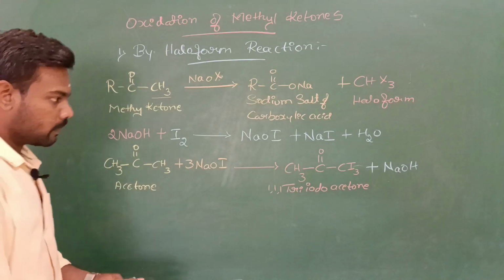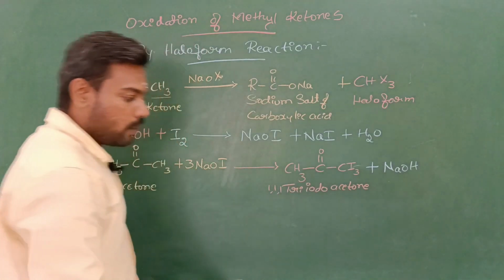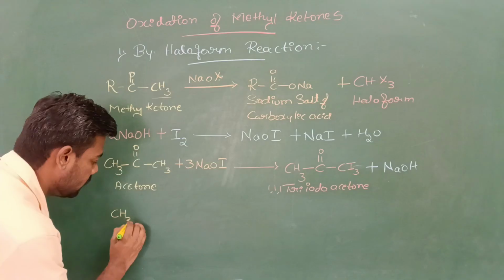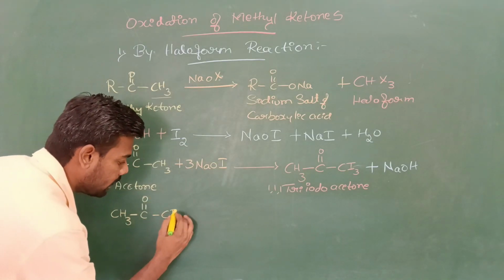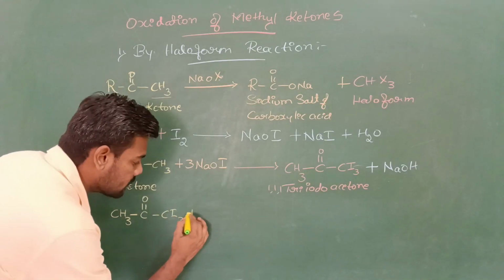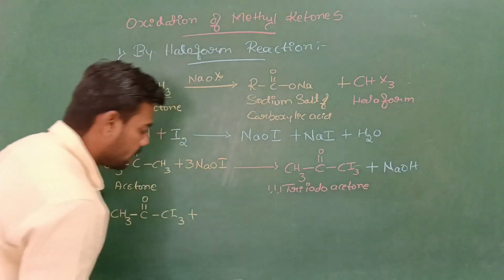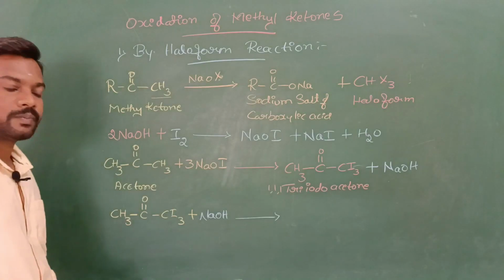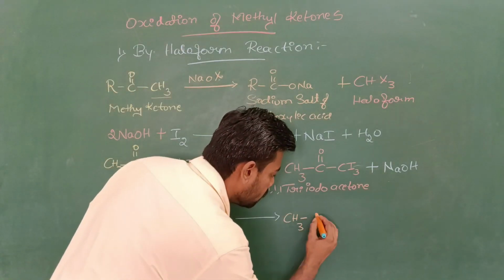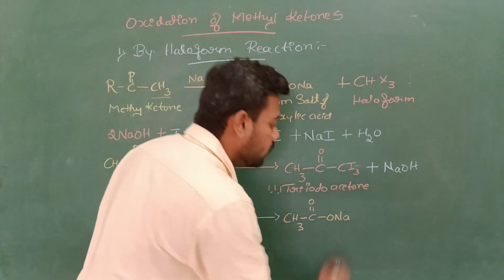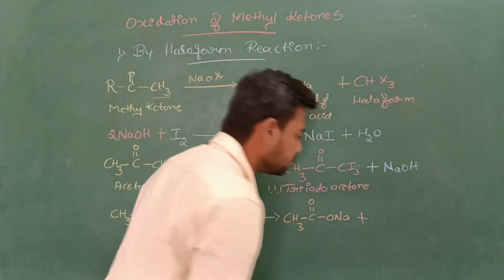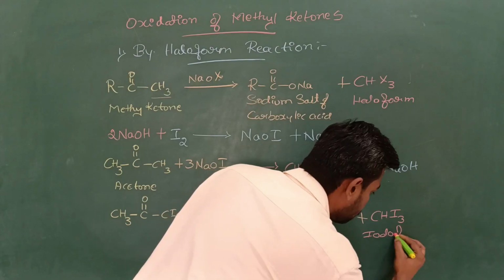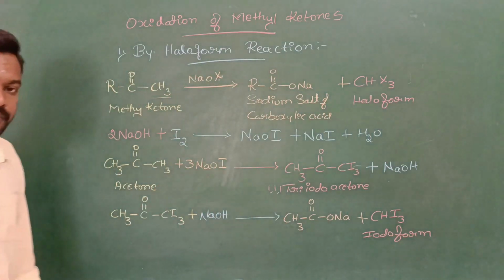Next we have this 1,1,1-triiodoacetone. We write here CH3 single bond C double bond O single bond CI3, which on reaction with sodium hydroxide forms sodium salt of carboxylic acid and CHI3. This is known as iodoform. Clear?